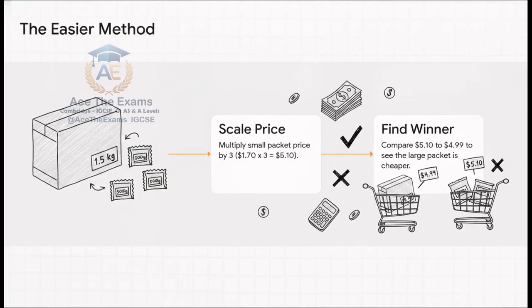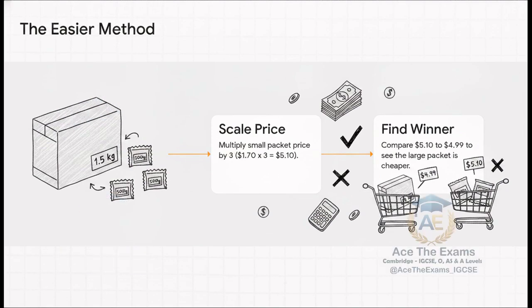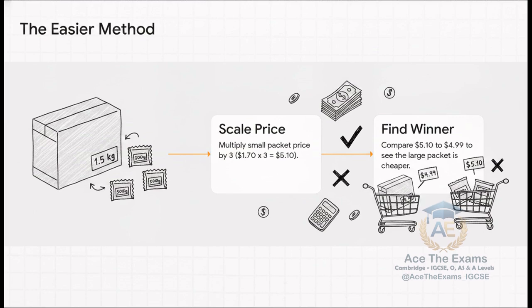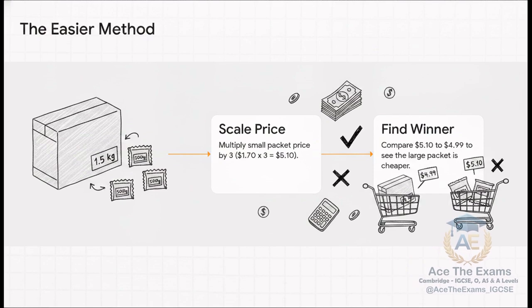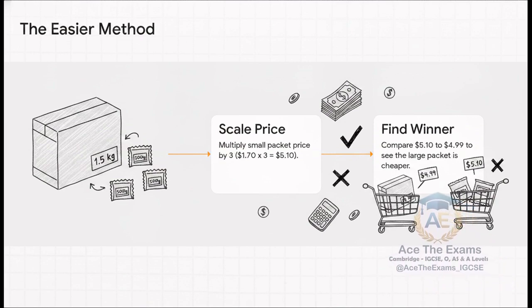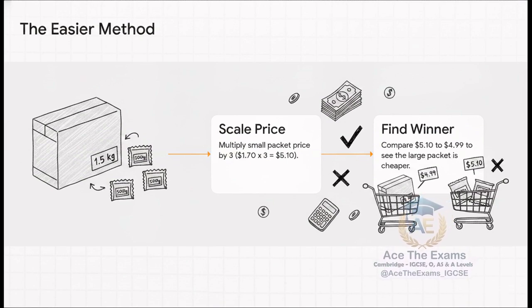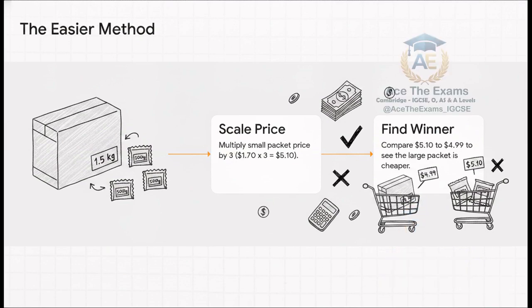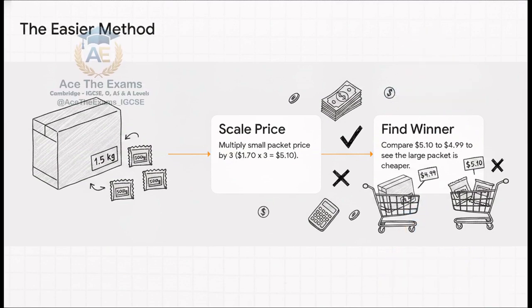But wait, before you reach for your calculator to manage those decimals, the text reveals what it calls an obvious easier method, and this is a real game changer for saving time. Look at the weights, 1.5 kilos versus 500 grams. The larger packet is exactly 3 times the weight of the smaller one. So skip the division entirely. Just scale up the small packet. If you buy 3 small packets to equal 1.5 kilos, you multiply $1.70 by 3, which equals $5.10. Suddenly, the comparison is incredibly simple. $4.99 for the large box is definitely less than the $5.10 it would cost to build the same amount with small boxes. Beautifully efficient, right?